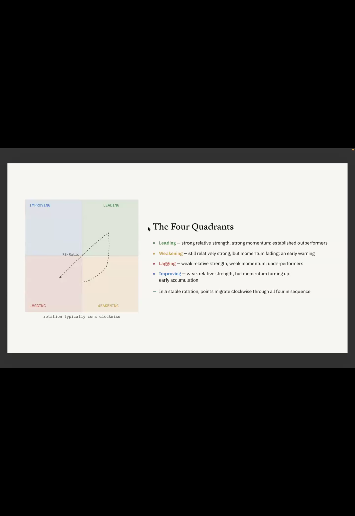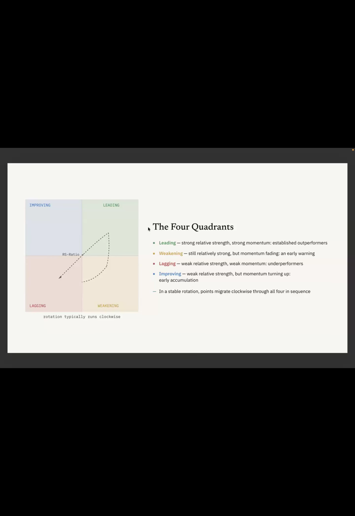Coming back over here, the RRG chart looks like this. There are four particular quadrants. The green one is called the leading quadrant, the yellow one is called the weakening quadrant, the third is called lagging, and the fourth is called improving. The stocks in the leading quadrant have stronger relative strength and stronger momentum. They are established outperformers. The yellow ones, the weakening quadrant, is where the relative strength is still there. It is outperforming the market, but the momentum is fading away.